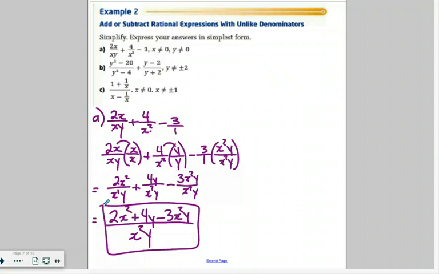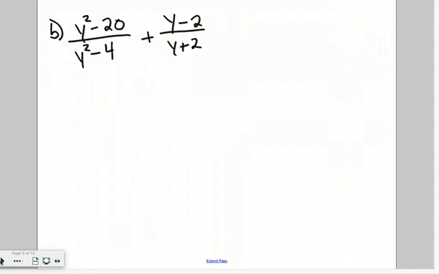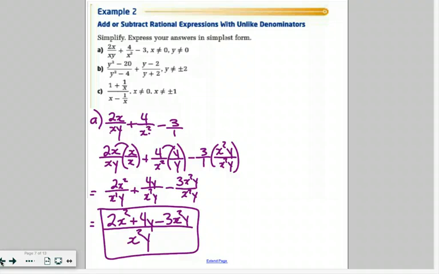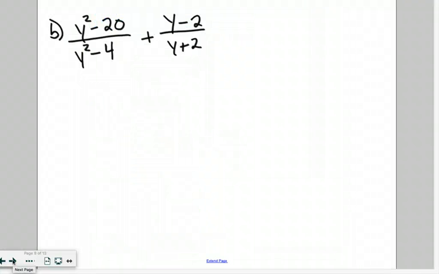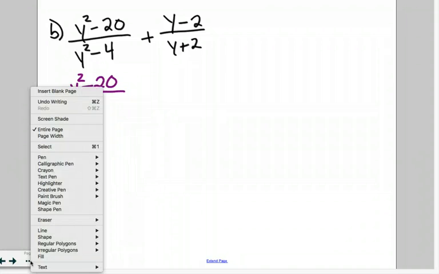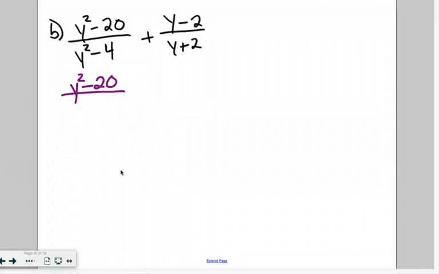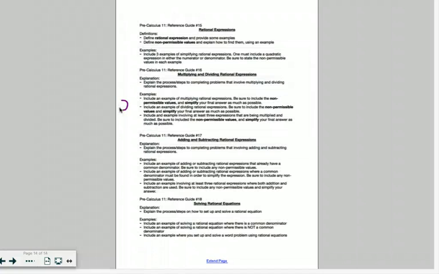Okay? So let's take a look at b. b is y squared minus 20 over y squared minus 4, plus y minus 2 over y plus 2. The non-permissible values had already been stated: y cannot equal plus or minus 2. Because again, the first thing you would have done here is tried to factor. Now that first numerator is not going to factor. That is not a difference of squares; 20 is not a perfect square, but the denominator is. The denominator can be factored into y plus 2 and y minus 2.